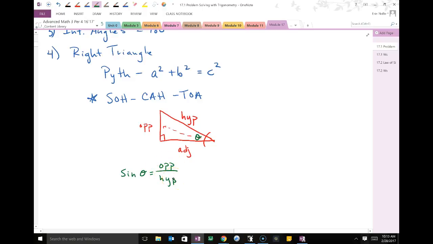Okay, so what's the CAH? Cosine of the angle is adjacent over hypotenuse. Is this new information to anyone? No, not new, but I don't remember. Well, it's not new, you just kind of remember. Okay, then get a tattoo and put this on your wrist. What is the TOA?